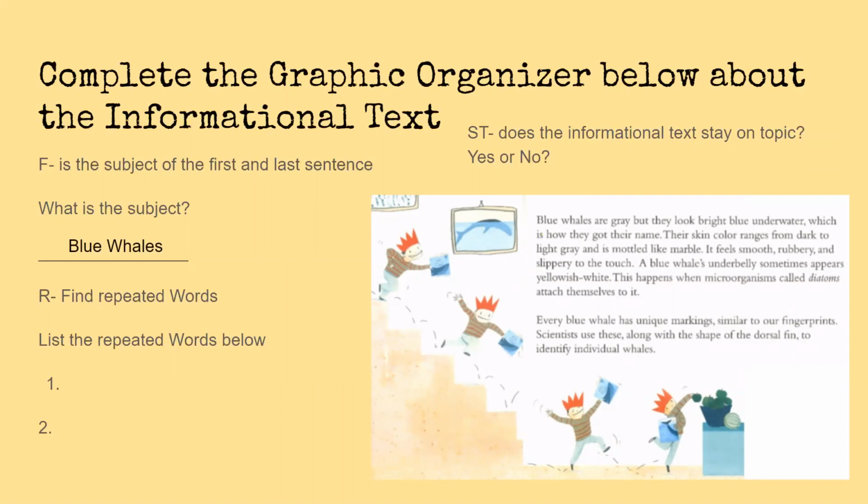So what is the subject? Blue whales, that's our topic. All about blue whales. Every single sentence has something to do with a blue whale. Am I right? Okay, now we're going to find repeated words. Now this text is kind of tricky because they don't repeat any words really except for blue and whales. So we know that's very important. Does the informational text stay on topic the whole time? Yes, because it's talking about blue whales and what they look like, right?